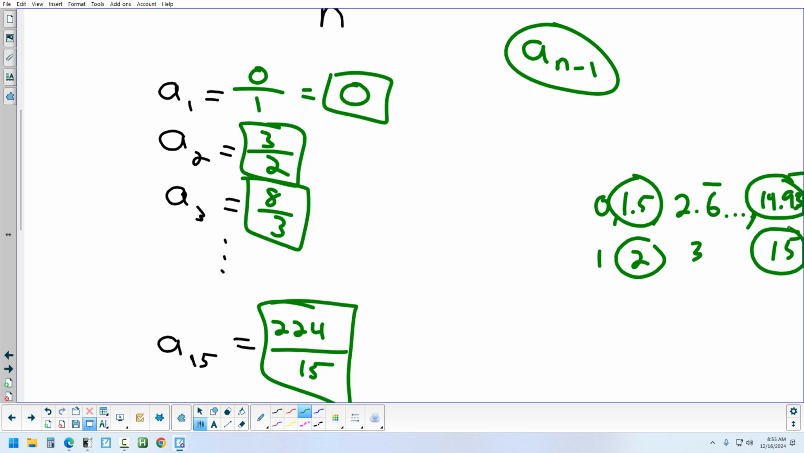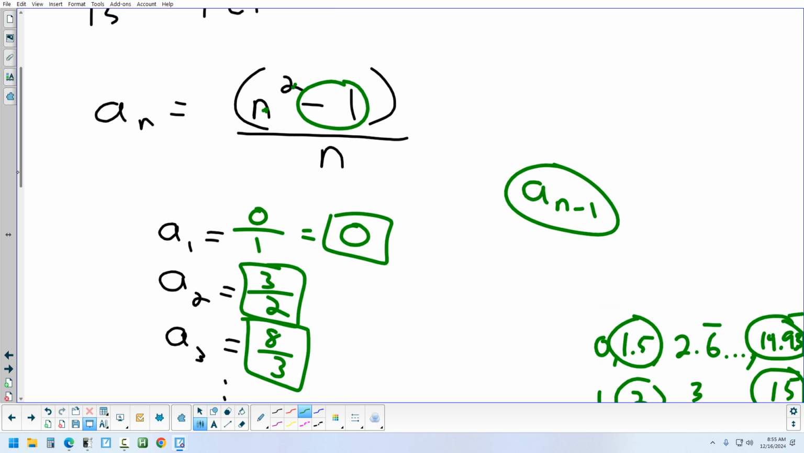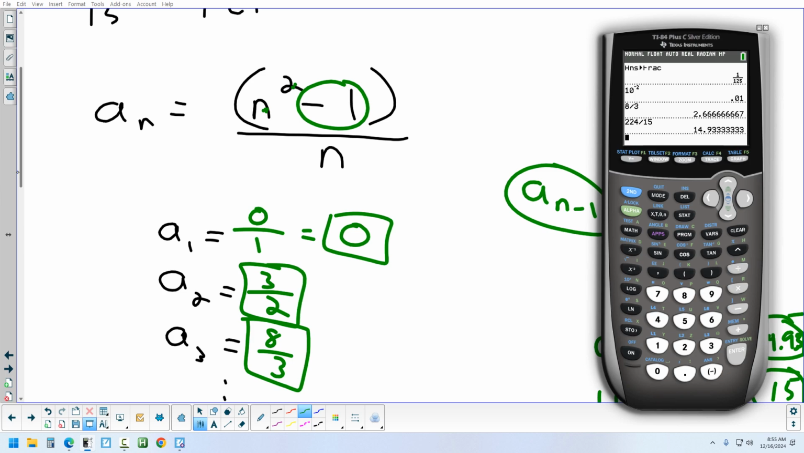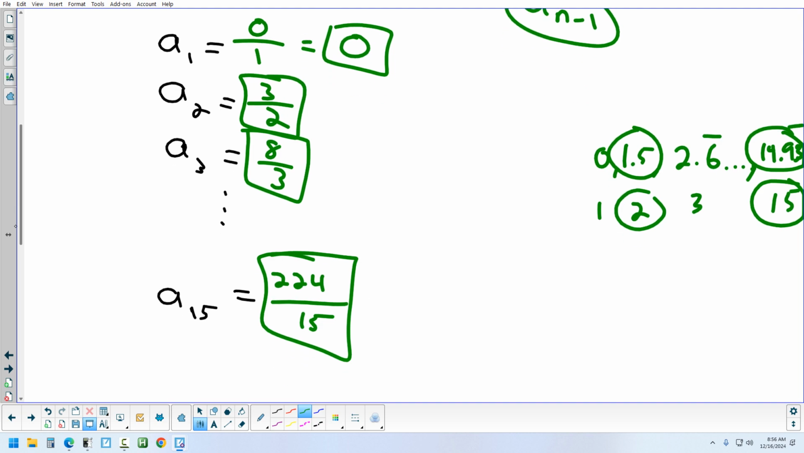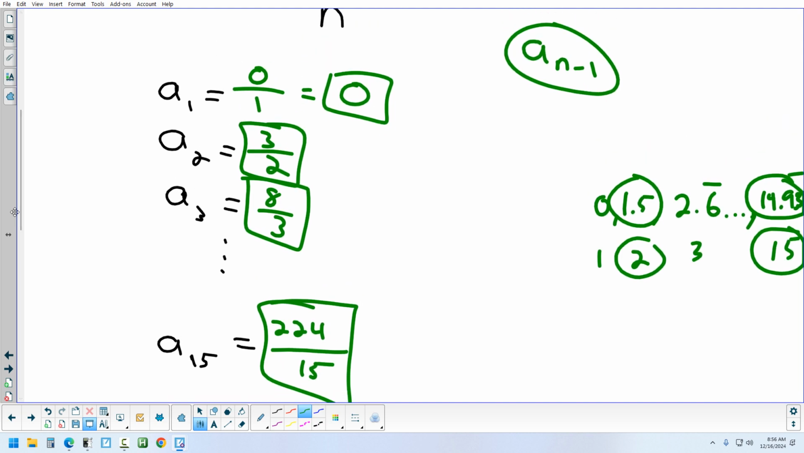So if you go all the way down to, let's say the 30th term, 30 squared is 900 minus 1 is 899. Look at 899 divided by 30. 29.97, very close to 30. All right, any questions on how we found those terms?